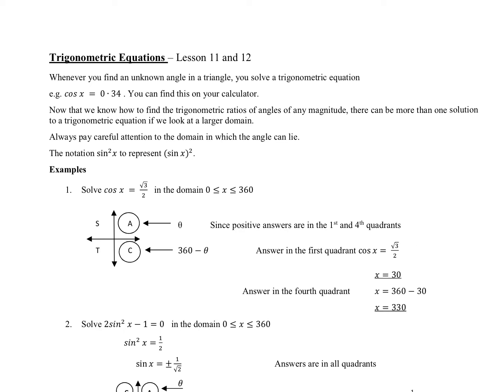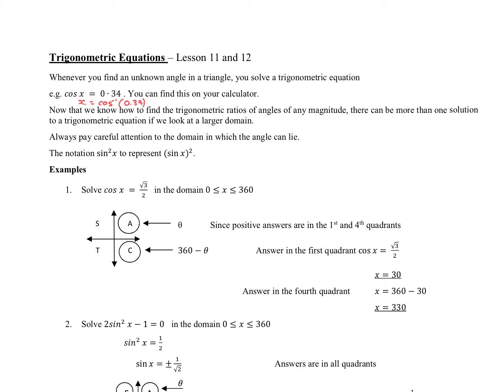All right, so we're looking at trig equations today. Whenever you find an unknown angle in a triangle, you're solving a trig equation. For example, if you've got cos x equals 0.34, we can use our calculator and we would do x is equal to cos⁻¹ of 0.34. And you can use your calculator for that.